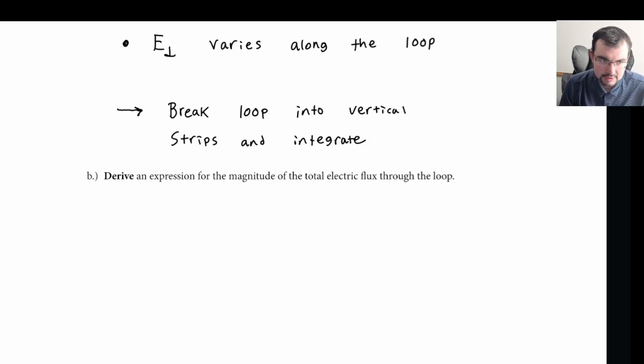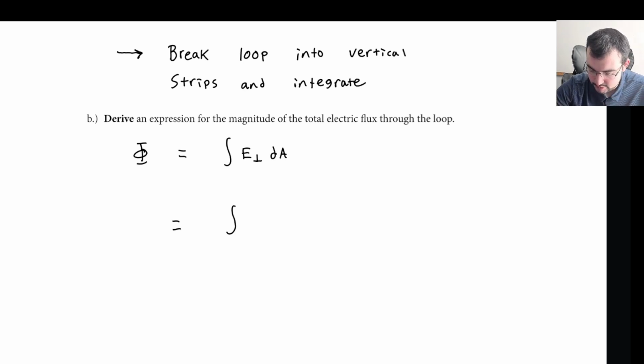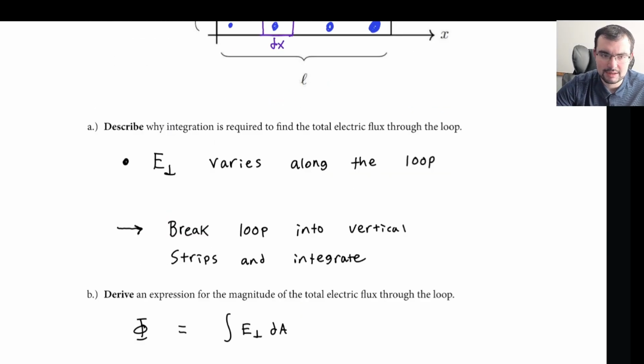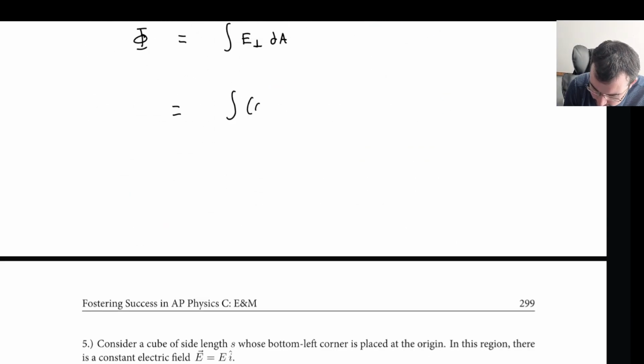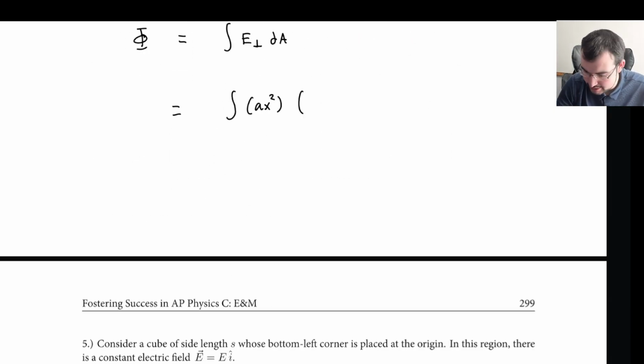All right, so let's find that total electric flux through the loop. So we can't just multiply E perp and A in this case because it's varying. So I have to sum up all of the flux contributions of each of these strips. And our expression for E was A times x squared. And that's entirely perpendicular to the loop. So I can plug that in. I don't have to do any trigonometry. And then we said dA, well, our strips have width W and length dx.